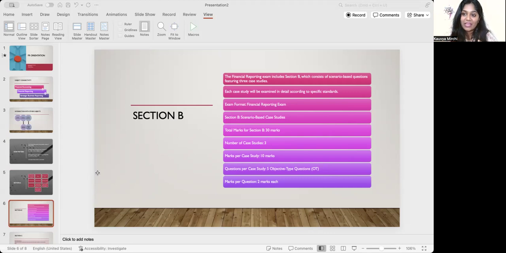So there will be 5 objective type questions asked on each scenario. Each objective type question again consists of 2 marks each. That means one whole scenario will have 10 marks.